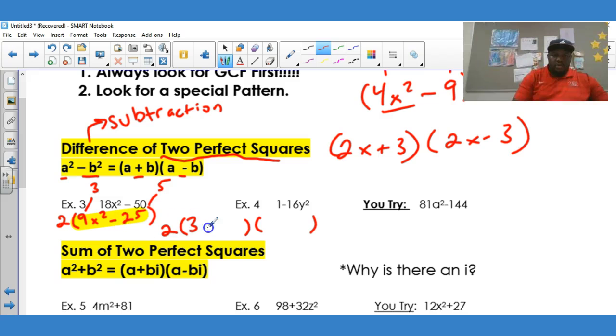3, see, is the difference? So 3, or I'm sorry, 3x plus 5 and 3x minus 5. That's the difference. See the subtraction? That's the difference of two perfect squares. So 3x plus 5, 3x minus 5, but then bring the 2. So the answer to 18x squared minus 50 is 2 times 3x plus 5 and 3x minus 5.